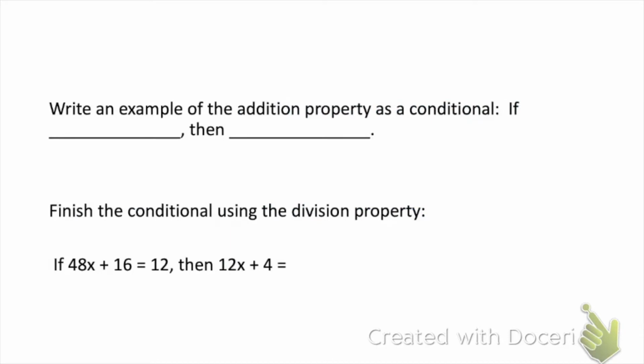Our next problem here says, write an example of the addition property as a conditional. So I'm going to go ahead and do this, but your example might be a little bit different, as long as it uses the addition property correctly. Remember, a conditional is a form of an if-then statement, with the hypothesis coming first, followed by the conclusion. So I went ahead and started with the hypothesis: if x minus 2 is equal to 1. Well, the addition property says that we need to add something to both sides of the equation. So in this case, I added 2 to both sides and got x equal to 3.